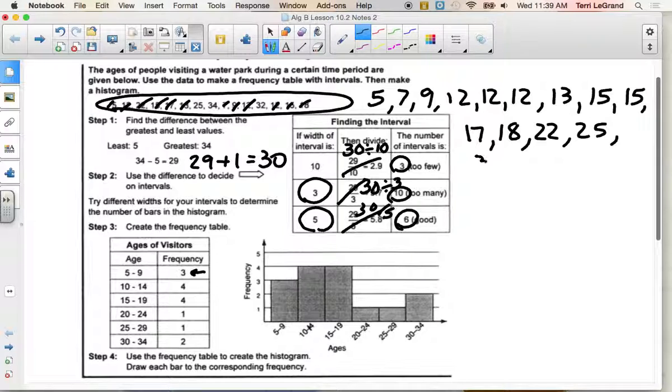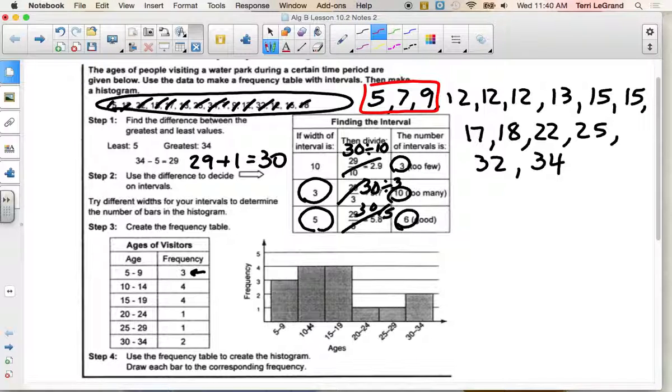32 and then 30, 35, 34. Sorry, 35. 32 to 34, okay. Now, once they're in order, we can say, from the first interval, it's all the ages 5 through 9. So we have these 3, right? So there's 3 of them.